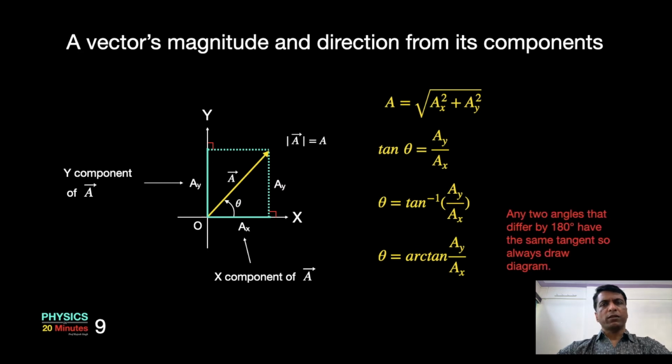Do remember that any two angles that differ by 180 degree have the same tangent. So sometimes it can be difficult to find the exact direction. So always draw the diagram in such cases to get the direction of A. We will check this while solving the problems.